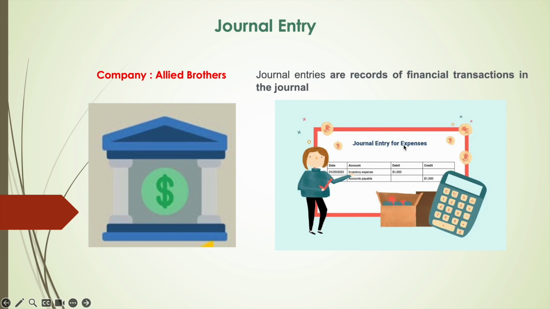The first step in creating a journal entry is to identify the transaction that occurred. This could be a sale of goods, purchase of inventory, payment of expenses, receipt of revenue, or any other financial activity. Journal entries are essential for maintaining accurate and reliable financial records, tracking transactions, and ensuring compliance with accounting principles and regulations. They provide a detailed audit trail of a company's financial activities, allowing for transparency, accountability, and effective decision-making.